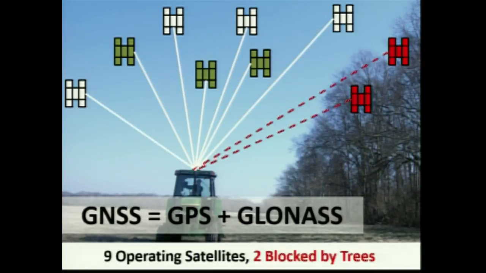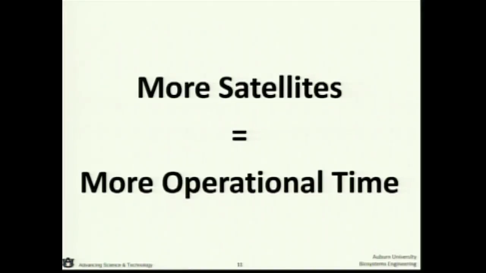So a really positive thing if you're going out shopping for any of this technology that deals with the GPS receiver: get you one. It's GNSS. And like I said, if you're buying Deere today, you already have it. Okay. And same with Trimble or Topcon or anyone else. So all it is, is more satellites, more operational time.